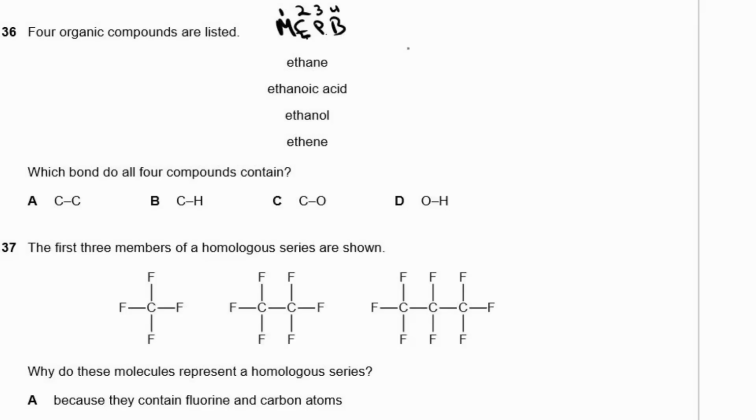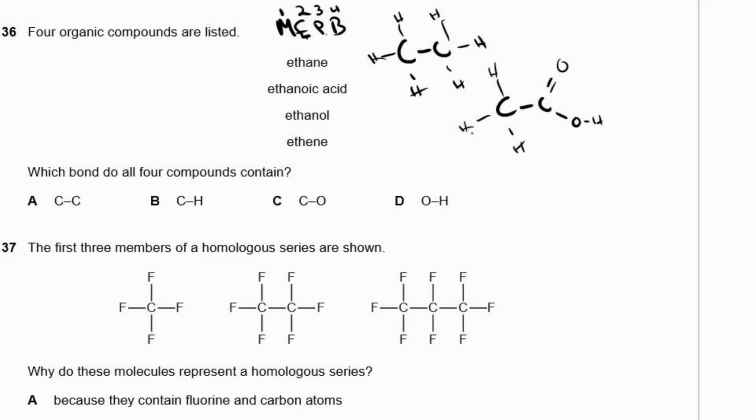So ethane: C, C, H, H, H, H, H, H. Ethanoic acid, we have C, C, H, H, H, O, O, H. That's ethanoic acid. Ethanol, let's do it over here: C, C, H, H, H, H, H, O, H. Okay, and then ethene is, I'll do it over here: C, double bond C, H, H, H, H.